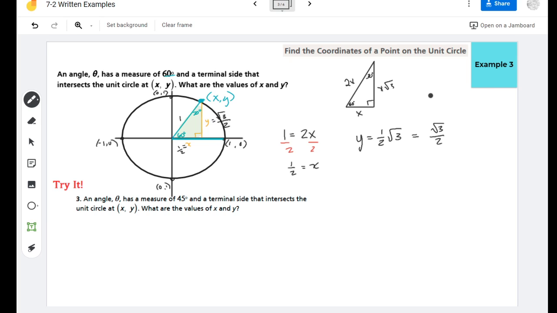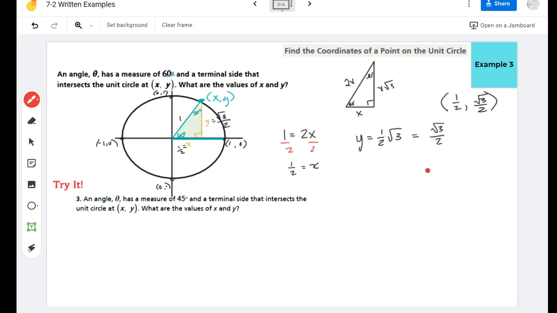So the ordered pair they're looking for is 1/2 and root 3 over 2. Now here's why this is important, which is kind of scooting ahead, but Savvas is also mentioning it in here as well, so I think it's a good time to mention it while we're at it.